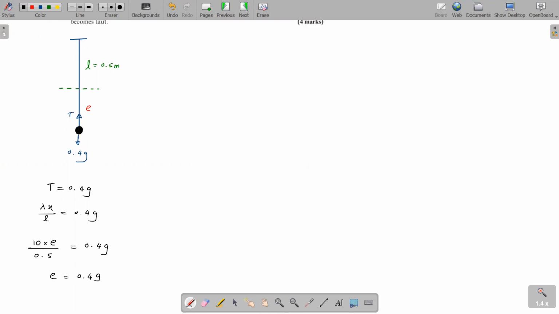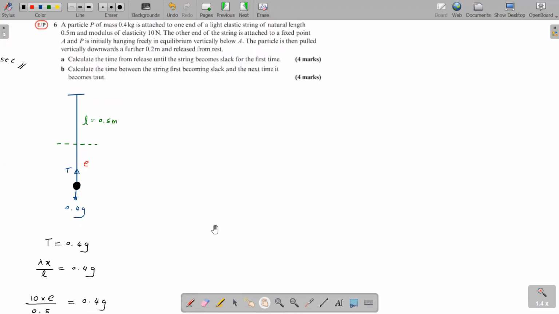Actually, you could keep it like this. We don't need to find the E also. All I need is this relationship because when we apply F equals ma at the general point, we are going to use this as a substitution, isn't it? That's what we are going to do. And we'll write this down: 0.4 g into 0.5 divided by 10. Okay, so guys, let's move.